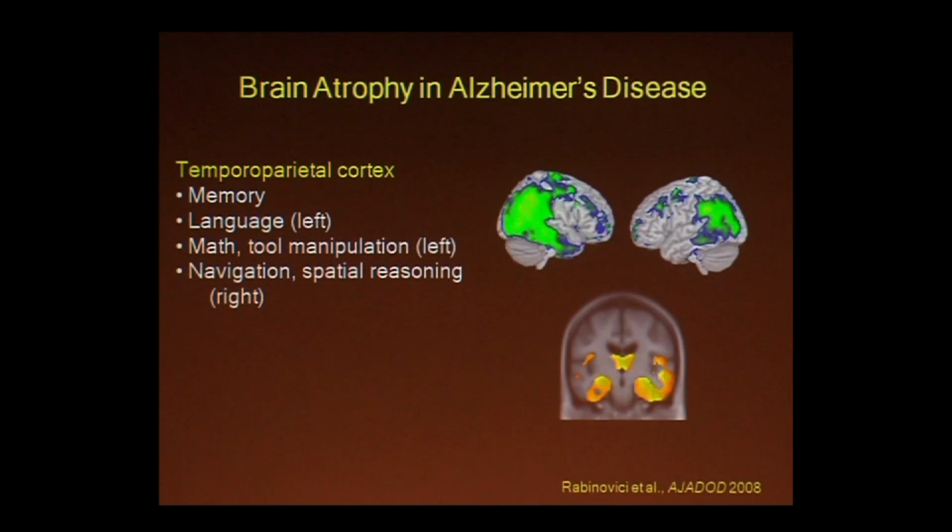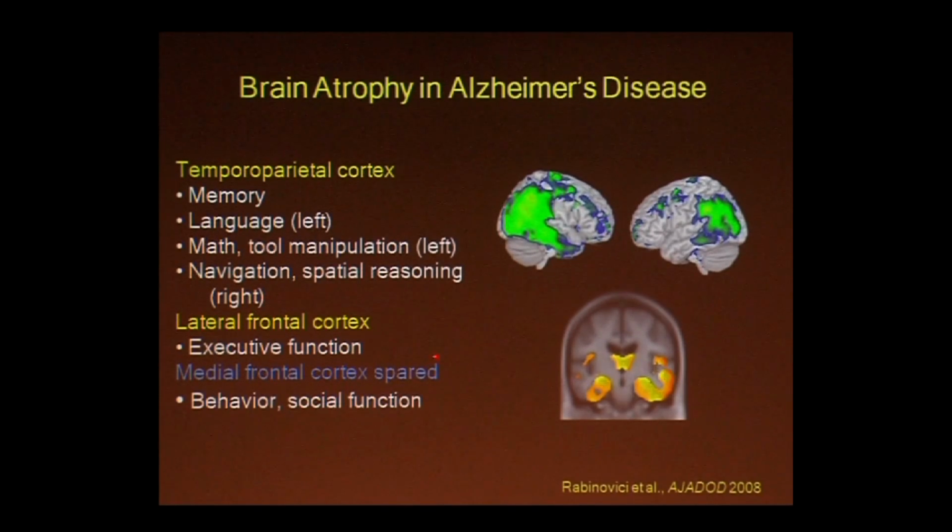So certainly memory, but also language, math, tool manipulation in the left hemisphere, navigation and spatial reasoning in the right hemisphere. There's also a little bit of tissue loss here on the outside of the frontal lobes, and these are the areas that are very important for executive functioning, again, our ability to think abstractly or flexibly.